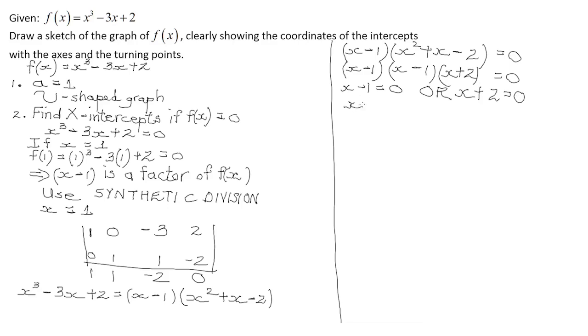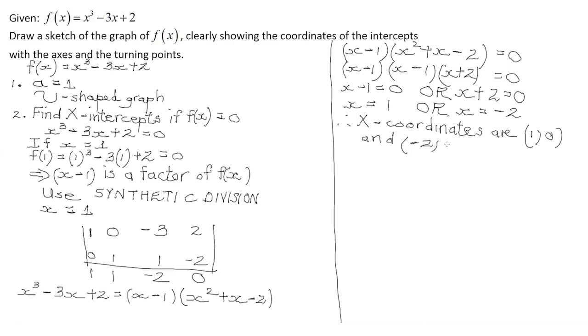Obviously x here is equal to 1. You're going to have two factors of 1, or you can see x is equal to -2. So in other words, therefore, your x-intercepts are x is 1, y is 0, and x is -2, and y is 0.